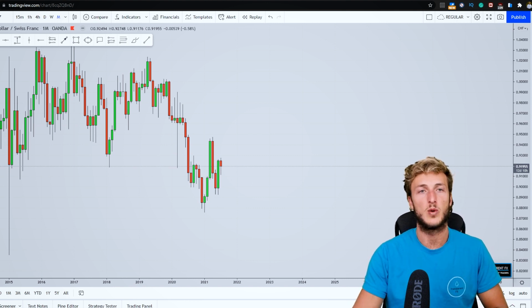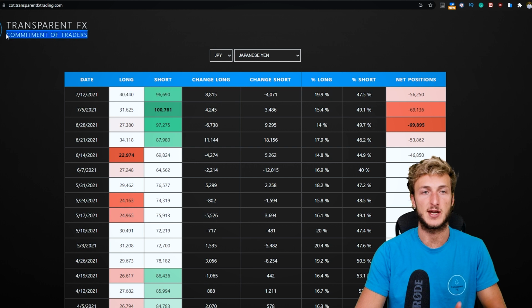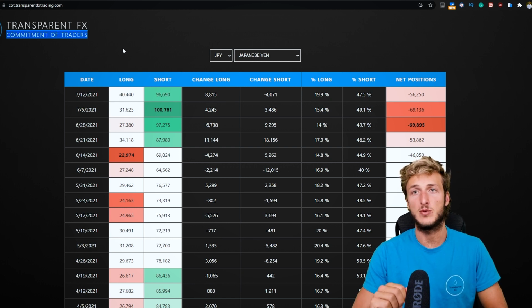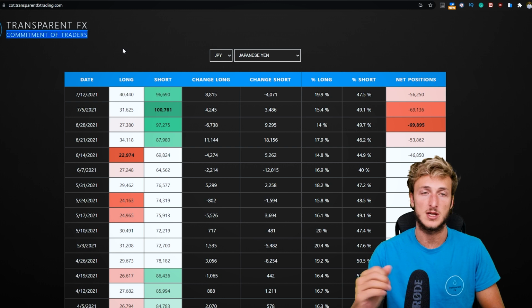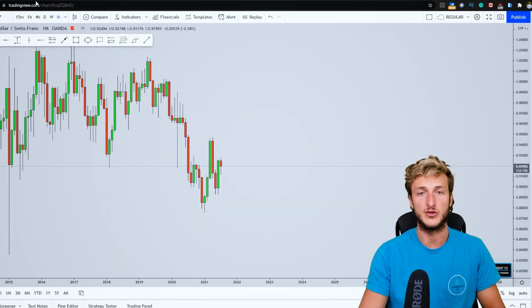We will also check what we have from a COT perspective, so commitment of traders, which is basically what the non-commercials and the biggest speculators in the market are doing. And by the end of the video, by using a combination of these two different types of analysis, we will try to understand where we have the highest probabilities for a potential move here on the pair.